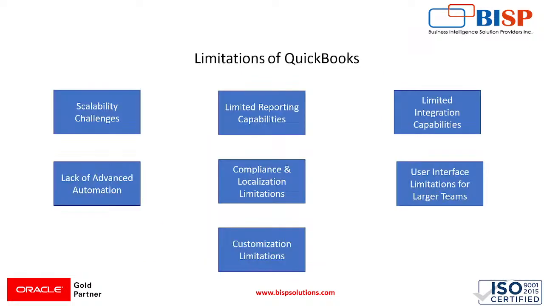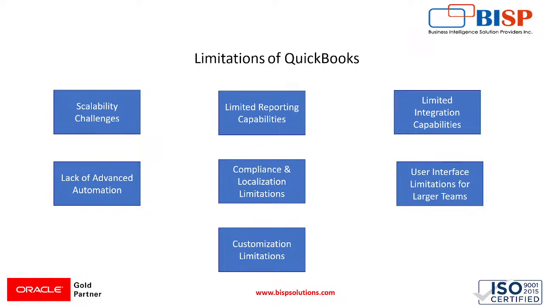Now, what are the limitations of QuickBooks that we have to see? Why is a client migrating to another ERP? So what are the limitations? The first limitation is scalability challenges. What are the scalability challenges? QuickBooks is more suited for small to mid-sized businesses. Of course, as the business grows, it may struggle to handle the volume of transactions or the more complex financial structure that larger companies require.